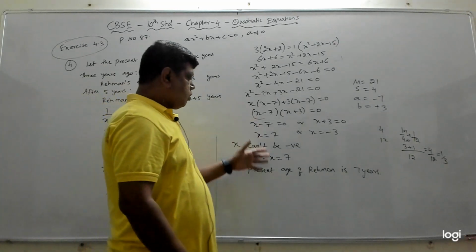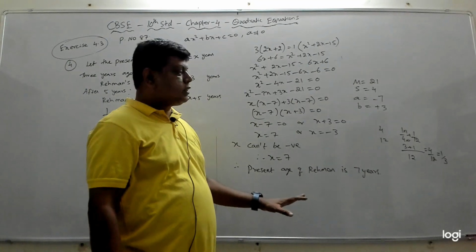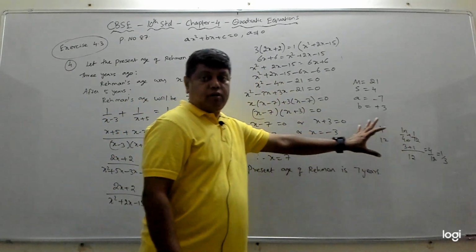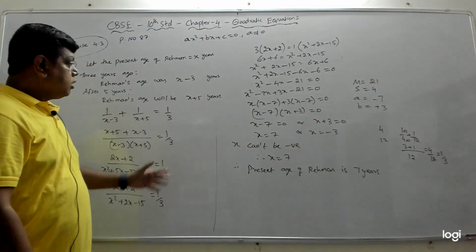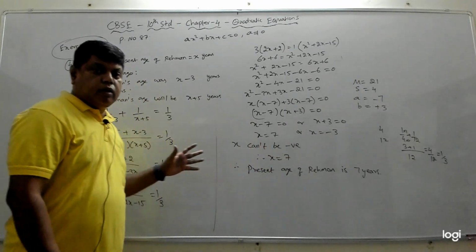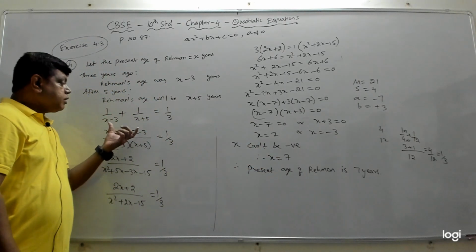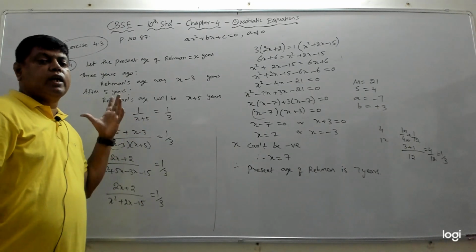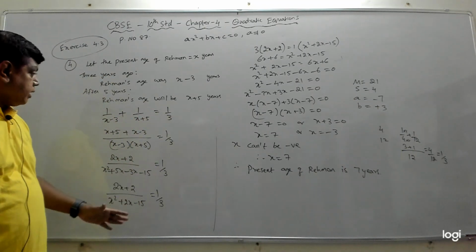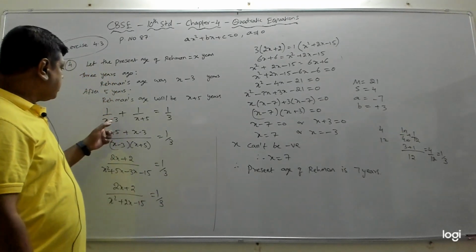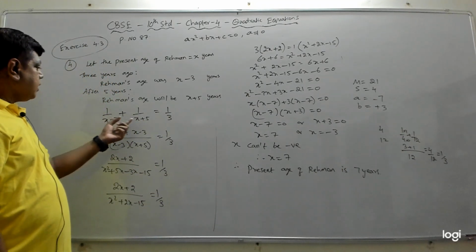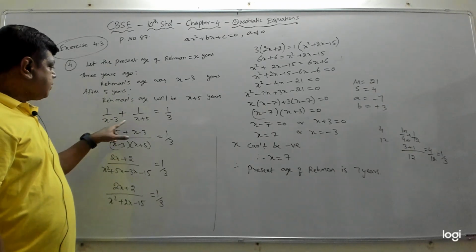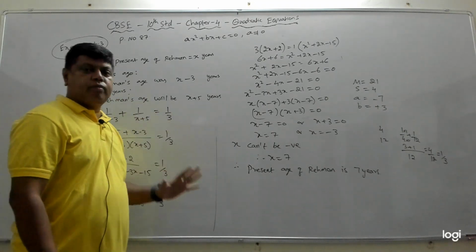Whenever you solve a problem in the exam and you get the answer, you can check it not by going through everything again fully, but by substituting in the given condition and seeing whether the condition they have mentioned to form the equation is satisfied. Or you can even directly substitute here: substitute the value of x as 7 and see whether you get 1 by 3.